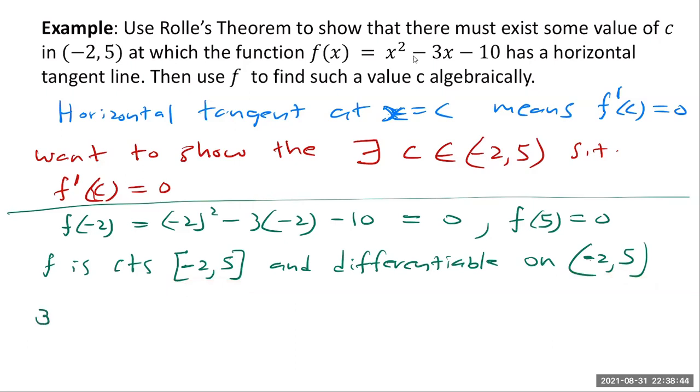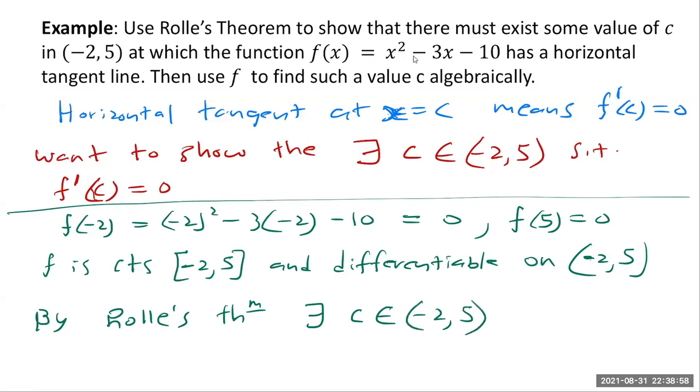Now by Rolle's theorem, there exists some C strictly between -2 and 5, such that f prime of C is equal to 0. So that means my function f of x has a horizontal tangent at x is equal to C. That completes the example.